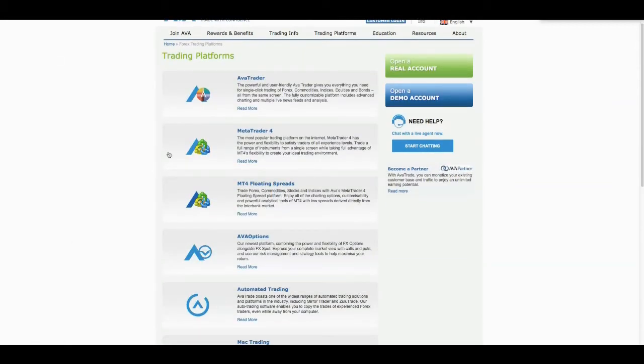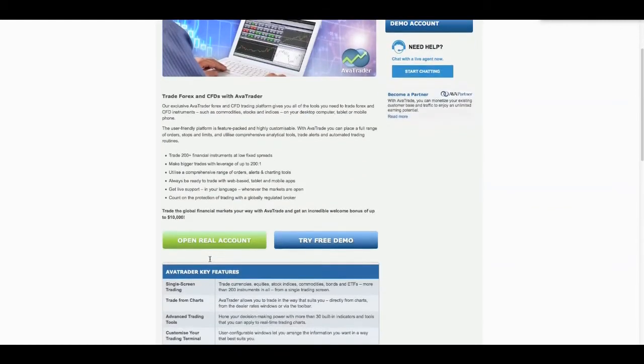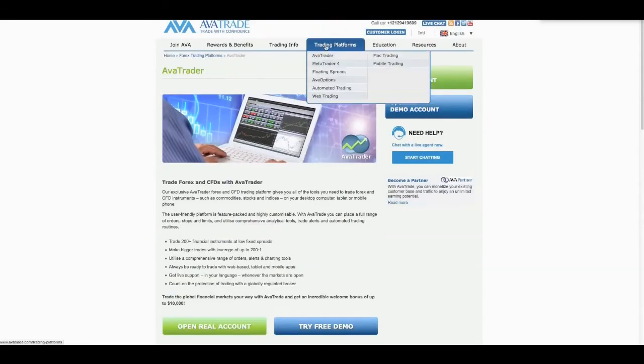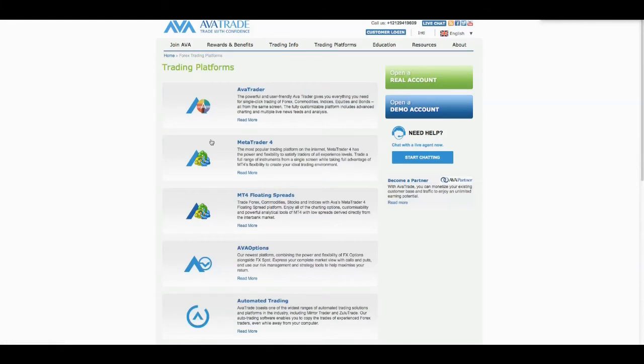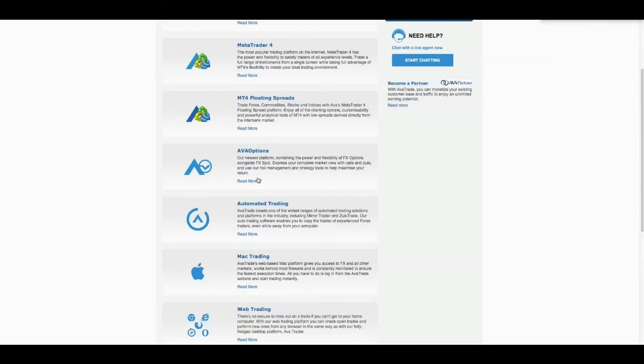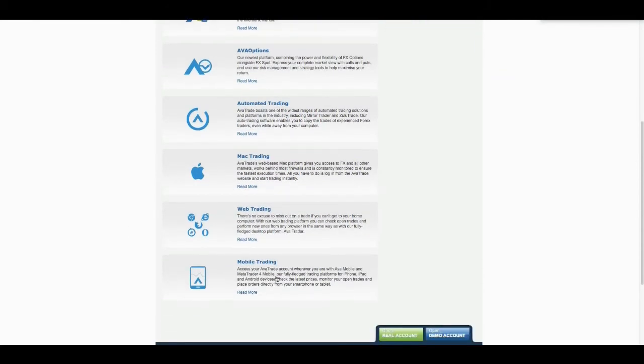The trading platforms, as mentioned briefly, are many. You can start with the AvaTrader, which is a single-click trading for Forex, commodities, indices, equities. Just now having a look at that platform, how it looks. And again, through this one, you can open a real account or a demo account, and you have all the following benefits which come with the platform. Briefly looking at some of the other platforms now, the MetaTrader 4, which of course you know well by now, MetaTrader 4 floating spreads, Ava Options, which is a combination of FX options with FX spot trading, automated trading, trading for Mac, trading for the web, and of course for mobile too.